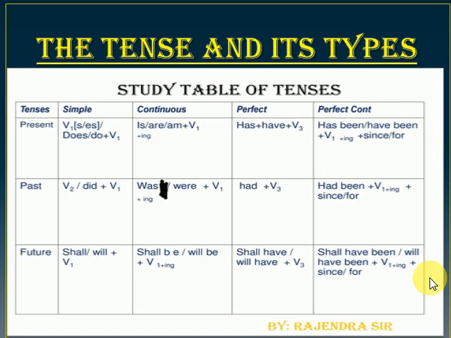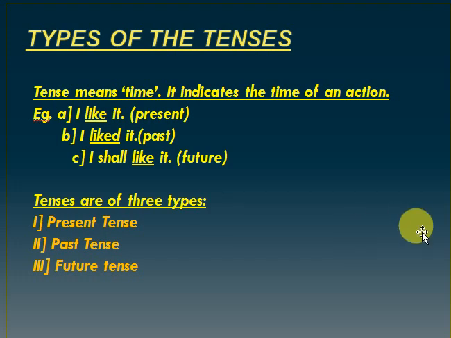And I have already uploaded one video where I have clarified the table completely. Now we'll start the basic part, especially in the tenses, the first types, all these things. Now see, first try to understand what I mean by tense. Tense means time. It indicates the time of an action, meaning when the action took place.